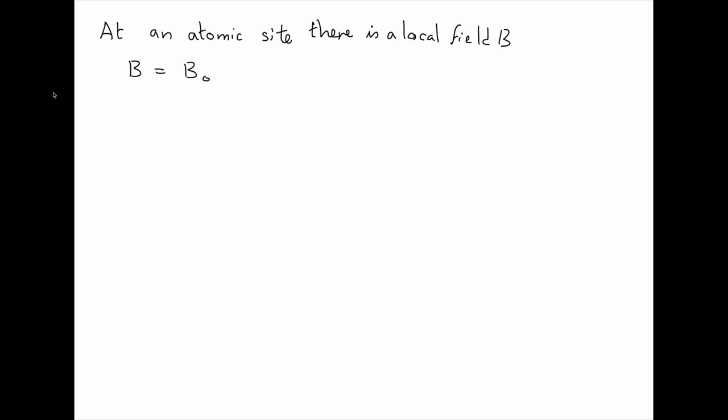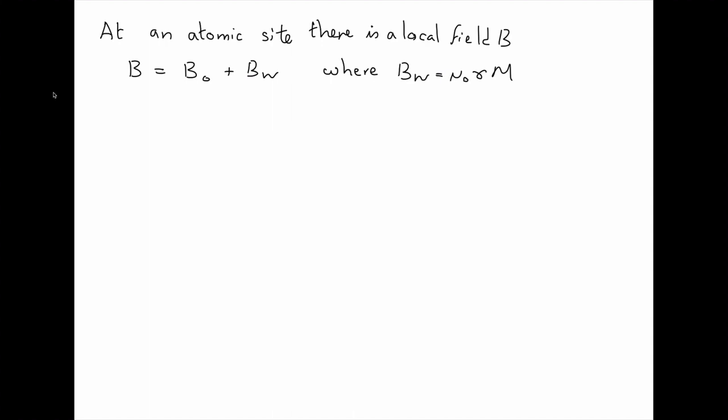So we'll start by considering an atomic site. At an atomic site, there's a local field which we'll just call B without any subscripts. So B will be equal to B naught, which is the external, so the applied field, plus B_W, which is our Weiss field. And we have that the Weiss field is proportional to the magnetization of the sample.